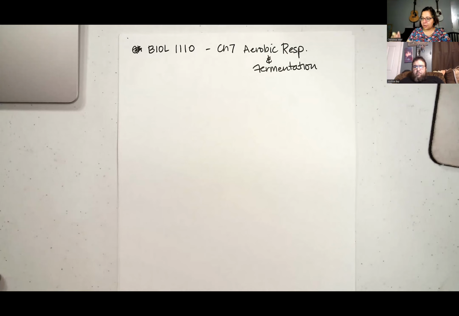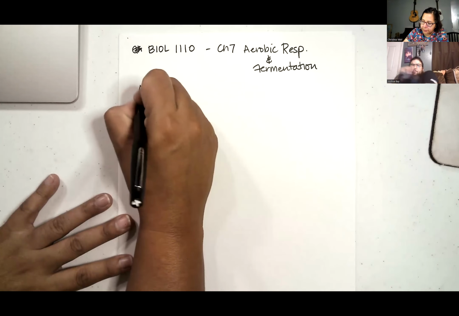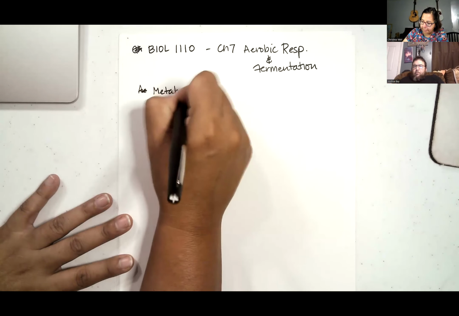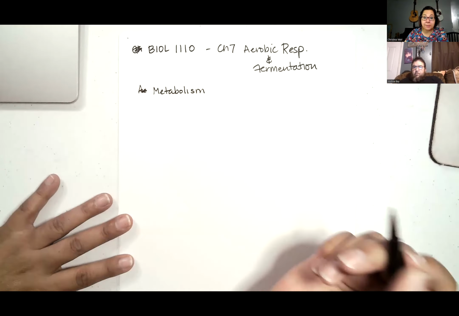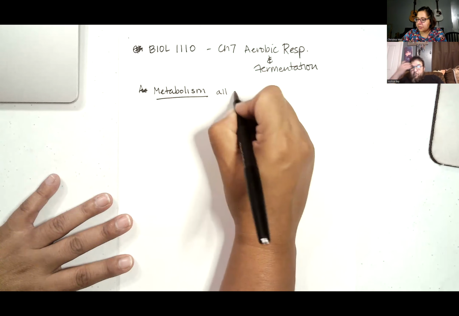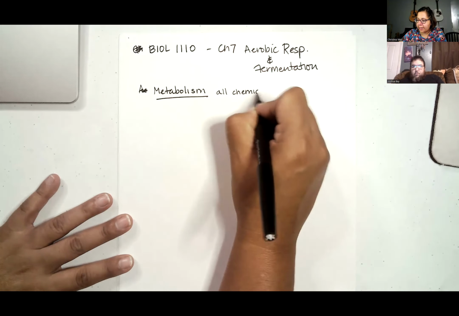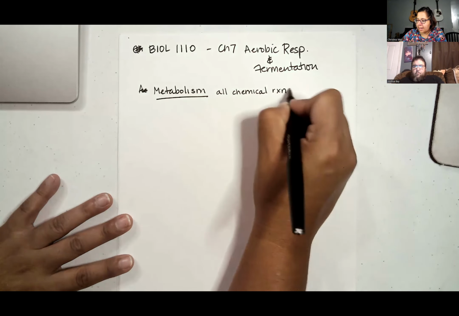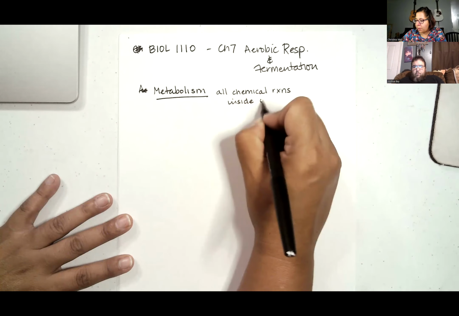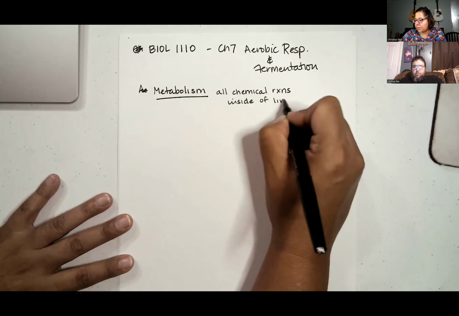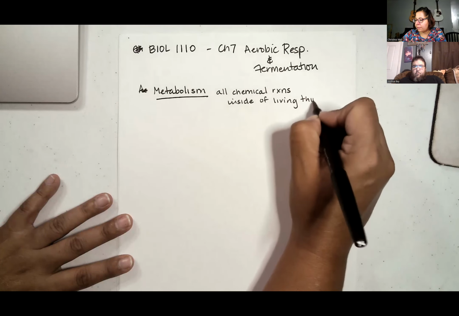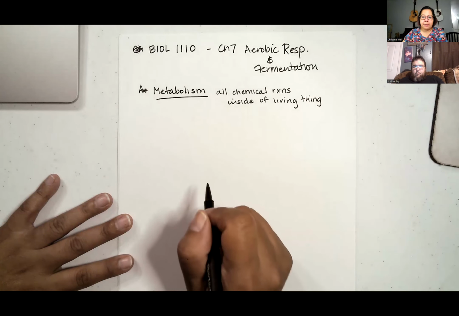So let's get started. So aerobic respiration, well, first of all, before I start with that, as a reminder, what is metabolism? Metabolism is the word that we use to describe all chemical reactions that happen inside of a living thing. So whether you're one cell big or more than one cell big, all of the chemical reactions inside of you are referred to as your metabolism.